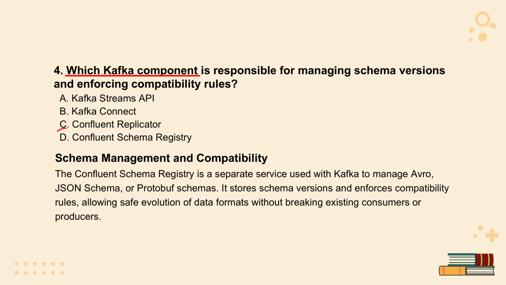The source explains it manages schemas, often Avro schemas, which are common with Kafka. It stores them, tracks their versions for different topics. And enforces rules. And crucially, yes, it enforces compatibility rules. This prevents a producer from suddenly sending data in a format that existing consumers can't understand, or vice versa. So it stops things from breaking unexpectedly when the data format changes.